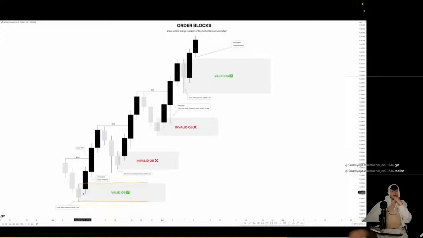And then last but not least, did it break structure? So it ended up breaking past the last high right here, creating a bullish break of structure to the upside. Okay, cool. If you have all four criteria, this is when you can draw your valid order block right there. Okay, so yeah, you can draw it right there.